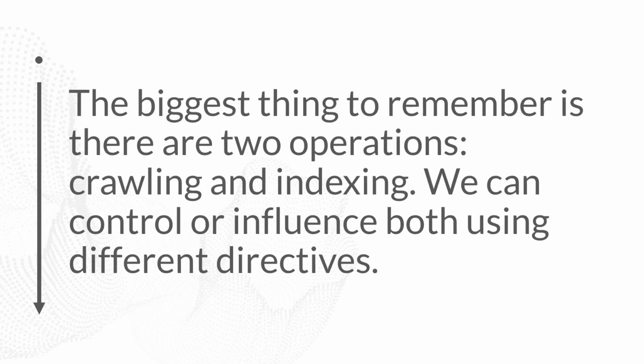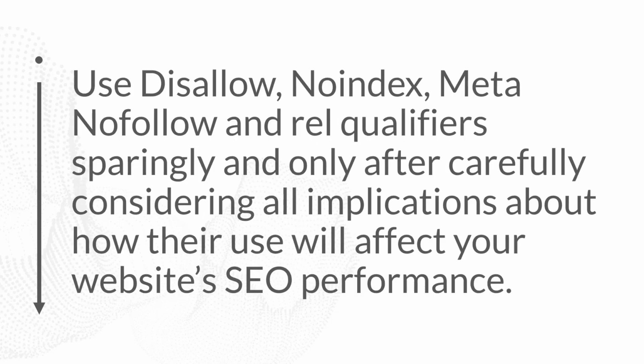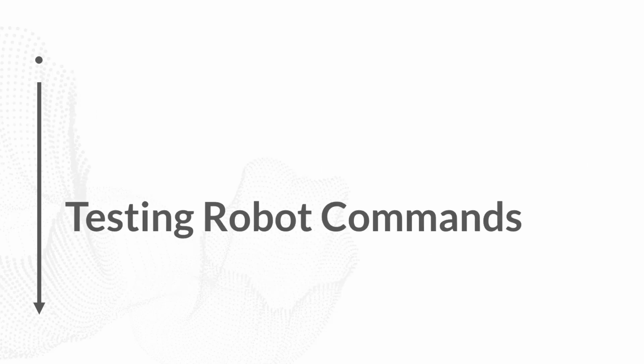The other thing to remember is there's two operations here. There's crawling and there's indexing. You want to make sure you're using the right directives. You do not want to use a disallow if you mean to use a noindex. You don't want to use a noindex if you mean to use a nofollow or a disallow. When you're using the disallow, the noindex, the meta nofollow, or any of the rel qualifiers like rel nofollow or rel sponsored or rel UGC, you want to use these sparingly. And you only want to use them after carefully considering all the implications about how using them will affect your SEO performance.